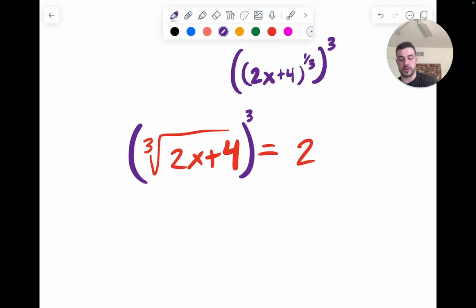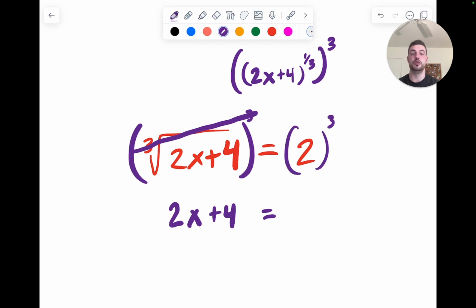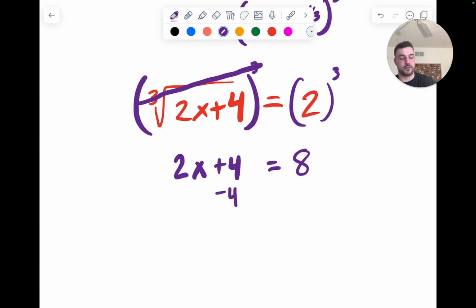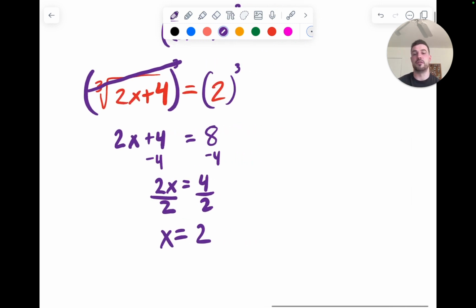What that will allow is our radical and our exponent to cancel, and we will be left with 2x plus 4. Now if we do something to one side, we have to do it to the other. So I'm going to cube 2. 2 to the third power is going to give us 8. Now that we undid our radical, we can solve. I'm going to subtract 4 from both sides to get 2x equals 4. Then I'm going to continue to use inverse operations to isolate that value and get x equals 2 as our solution.